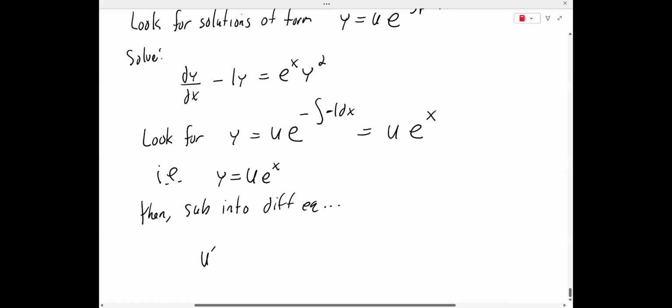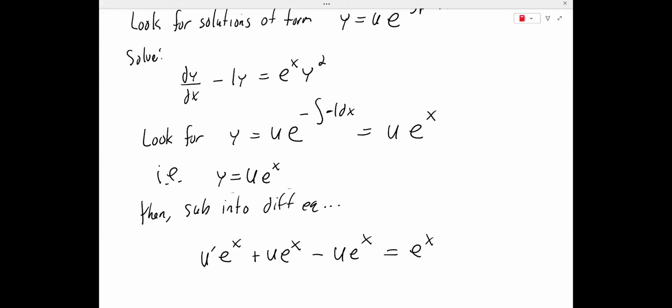So you take the derivative of the first part, that'd be u prime. You keep the second part just like it is. Plus, now this time keep the first part and multiply by the derivative of the second part. So the derivative of e to the x is what? E to the x, right? So it's e to the x. And then keep subbing in here. And then minus y. What's y here? Y is this. Like that. Equals. Now on the other side, sub in.